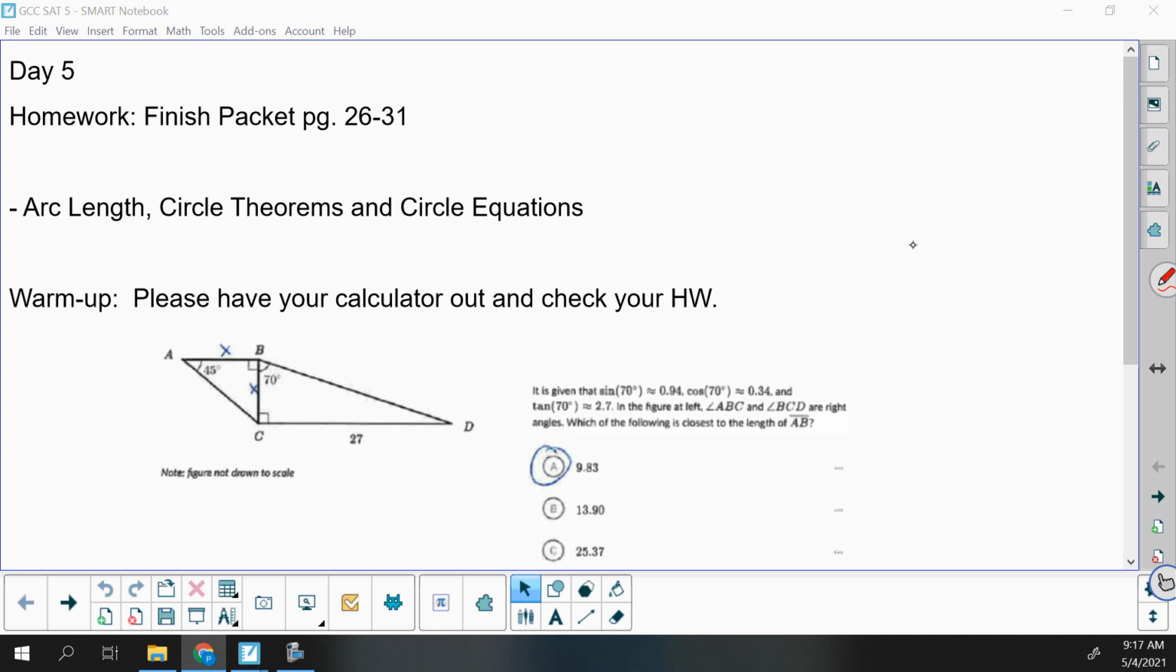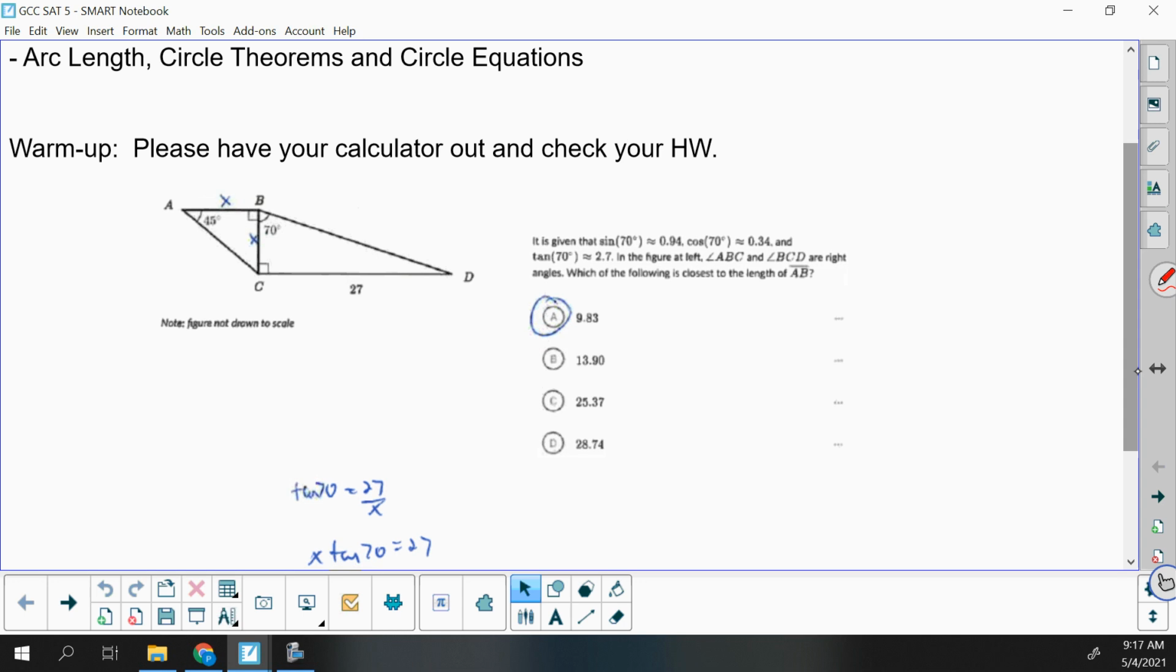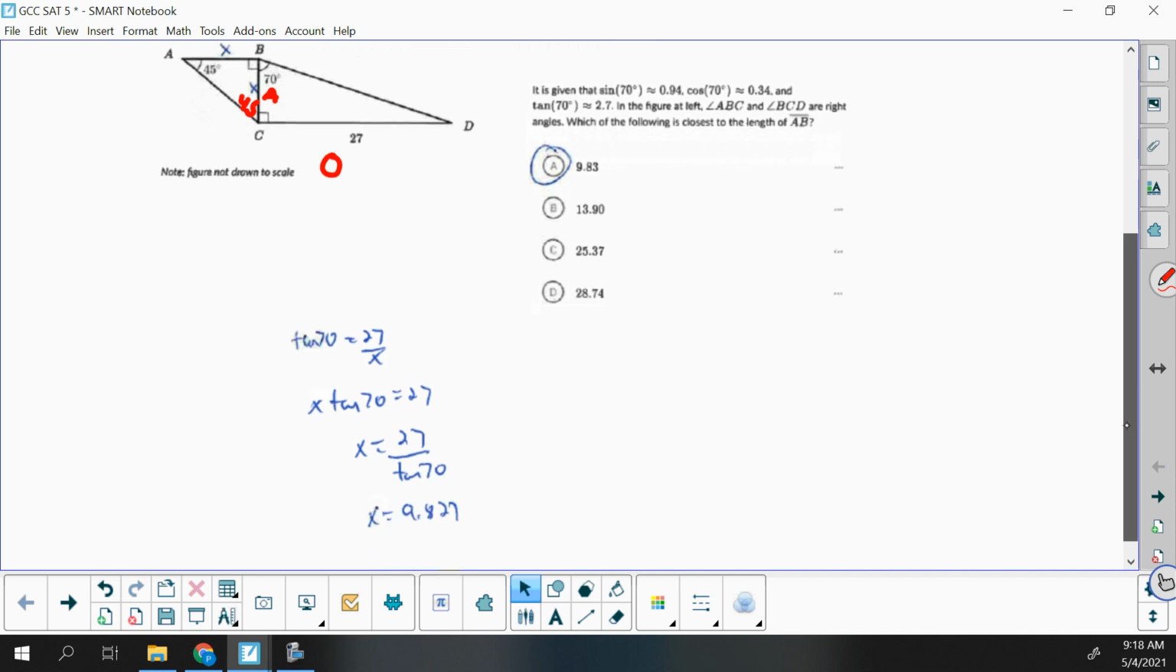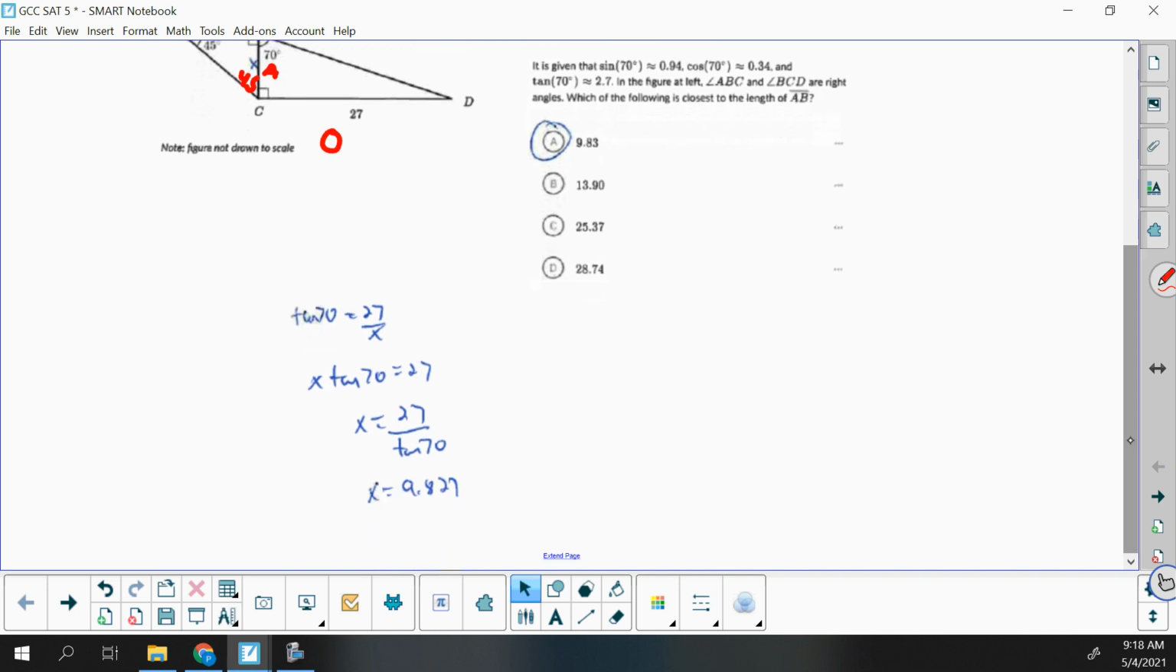So the homework ones, we wanted to recognize that this is a 45, 45, 90 triangle, so those legs should be equal. So if we want to find AB, we could just find BC and it's the same thing. Well, from the 70, this is opposite and this is adjacent. So we could do tangent of 70 equals our opposite of 27 over our adjacent x. Cross multiply, you get x tan 70 equals 27. Divide the tan 70 over, and that gives you roughly 9.827. Remember, we should be in degree mode for that because 70 was a degree.